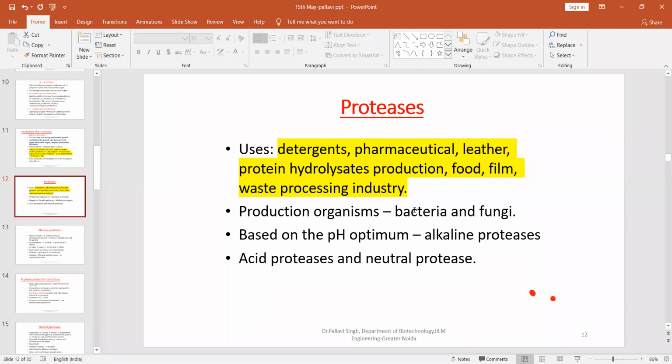So if the growth is occurring in the pH range 1 to 7, it is an acid protease. If the growth is occurring at a pH of 7, because that's a neutral pH, those proteases are neutral proteases. And similarly for the alkaline, their pH requirement is above 7. So I hope you learned that proteases are extracellular enzymes. They are used in these industries, detergent, pharmaceuticals, and based on the pH optimum, I can classify my proteases as acid, alkaline, and neutral.